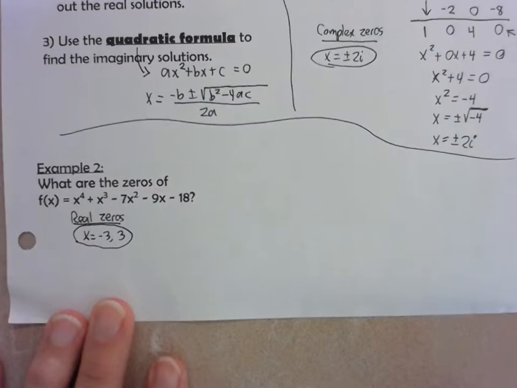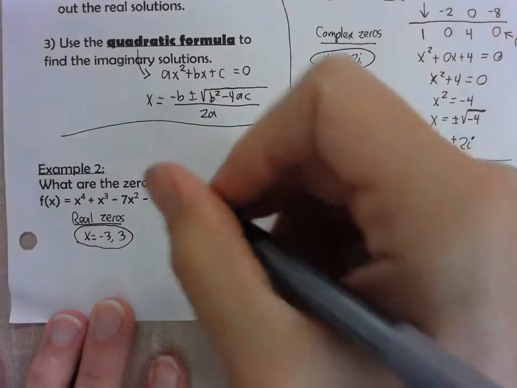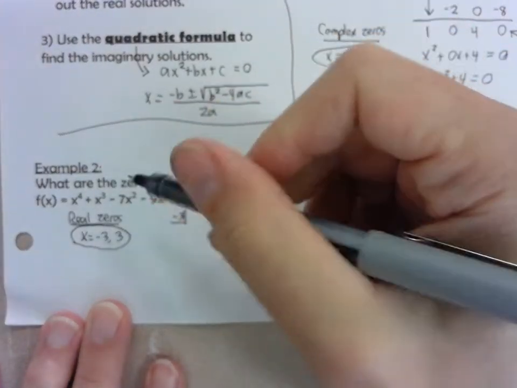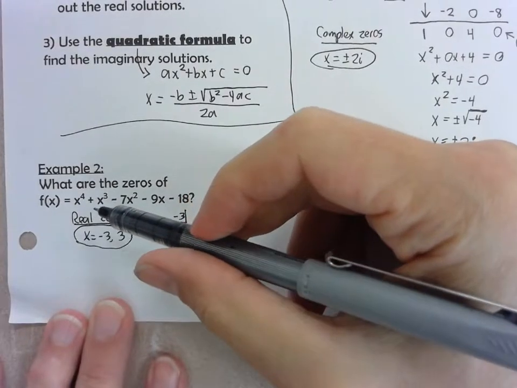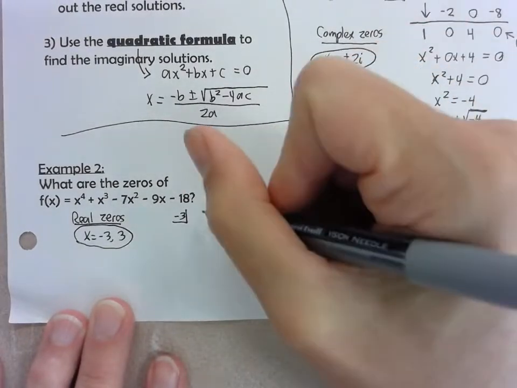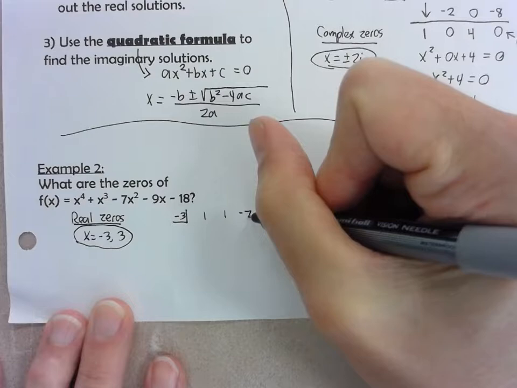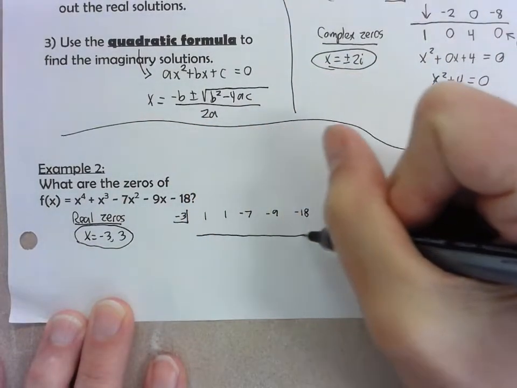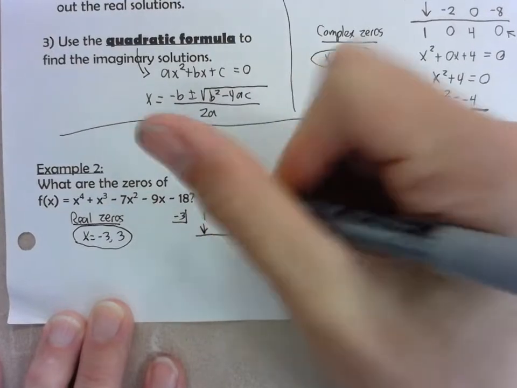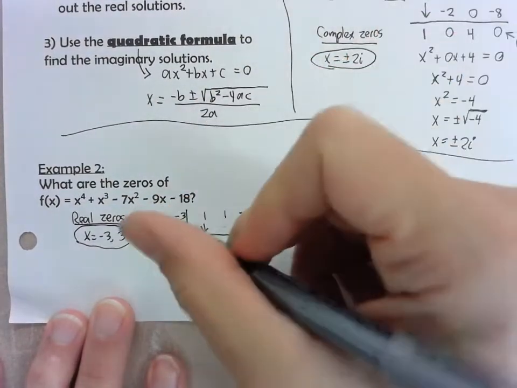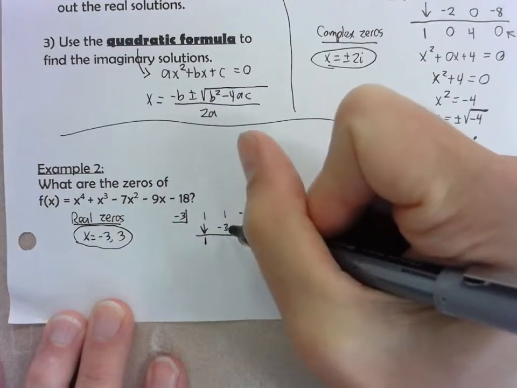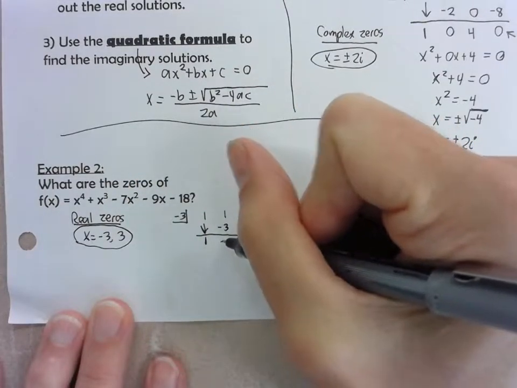Let me zoom that in better. I'll put that in the box, and I'll do my coefficients: 1, 1, negative 7, negative 9, and negative 18. All right, bring that line down. At this point, you should be pretty good at synthetic division. So bring down the 1, times negative 3, add down, you're going to get negative 2.